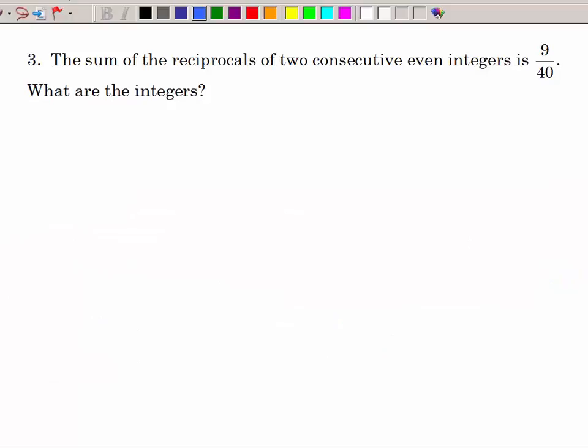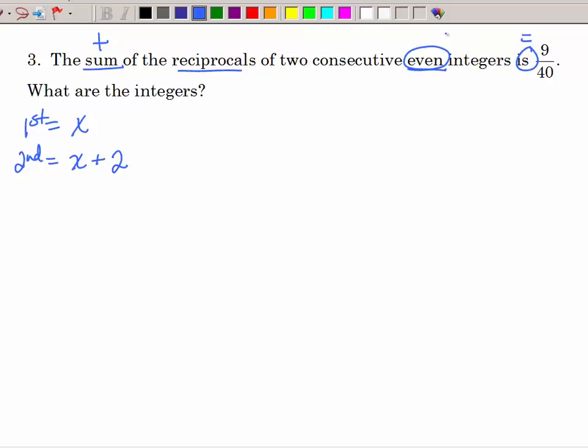Now this one is very similar to what we just got through doing. Let's look at the different words. We have sum, which means add. We've got those reciprocals, but this time we have that extra word of even. And of course we know is equal. Right, so we need 2 consecutive even integers. Well, the first one's still going to be x, but the second one is going to be x plus 2.